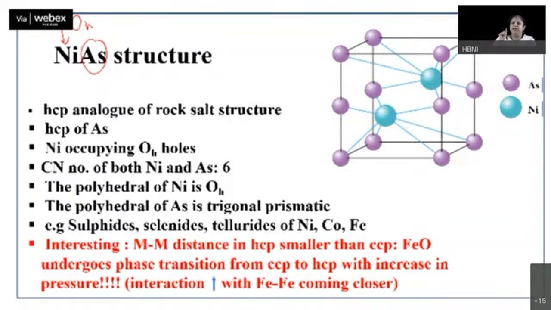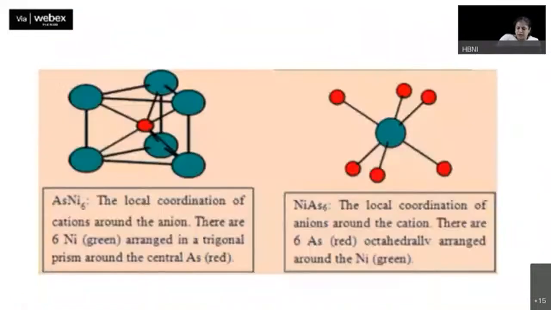But here there is a little difference, because now it is AB packing and the third layer is similar to A. So what happens is the polyhedra of arsenic is not the same. What is the difference between an octahedral and a trigonal prism? I would like to describe the simple difference.